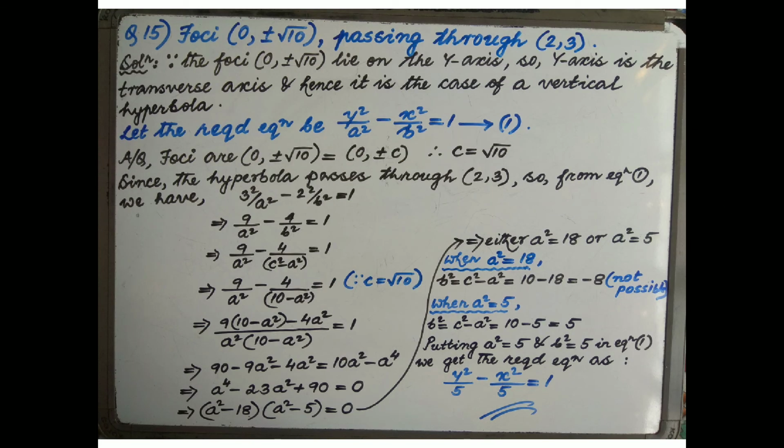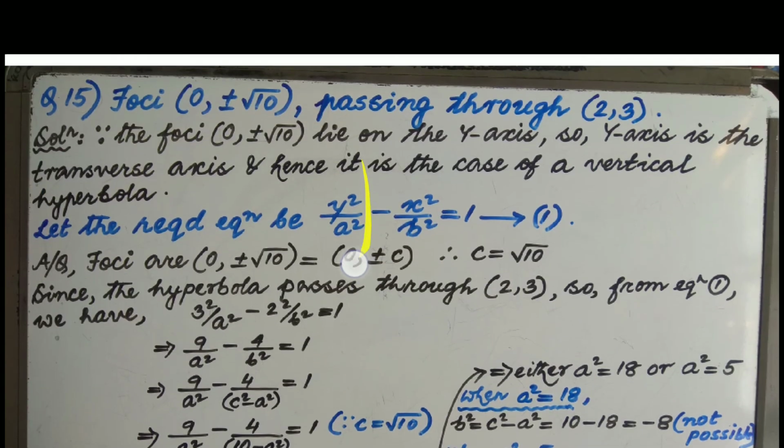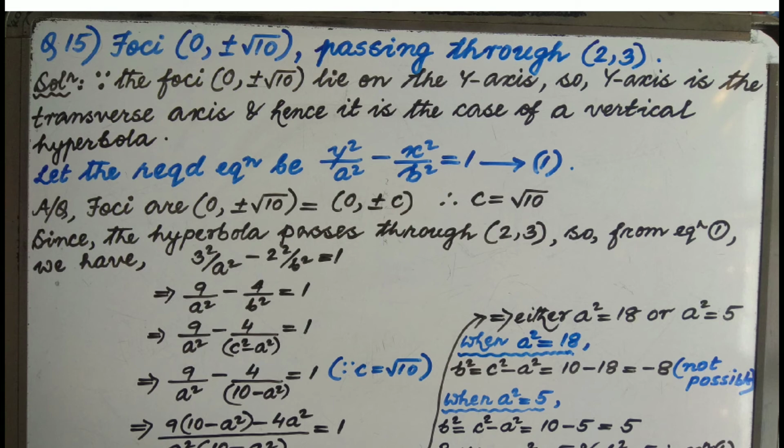One more question, the last sum, question number 15. Here also we are asked to find the equation of the hyperbola. What are the conditions given to us? Foci 0, plus minus root 10. And the question says that the hyperbola is passing through the point 2, 3.